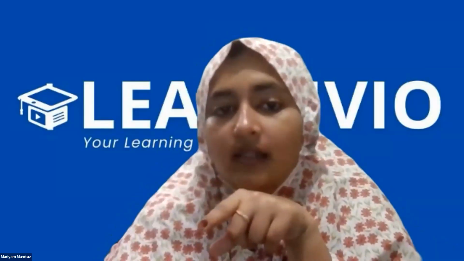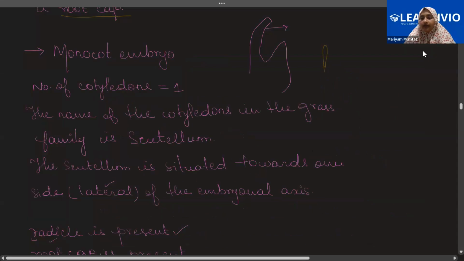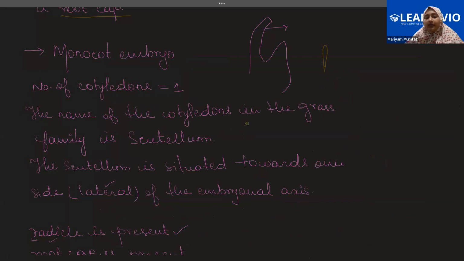This much is clear to everyone? All right. Now talking about the monocot. Now you understand what I'm saying by dicot and monocot? Okay. Now talking about the monocot embryo. So the number of cotyledons will be 1. The name of the cotyledon in the grass family is known as scutellum. They have kept the name of the cotyledon as scutellum.